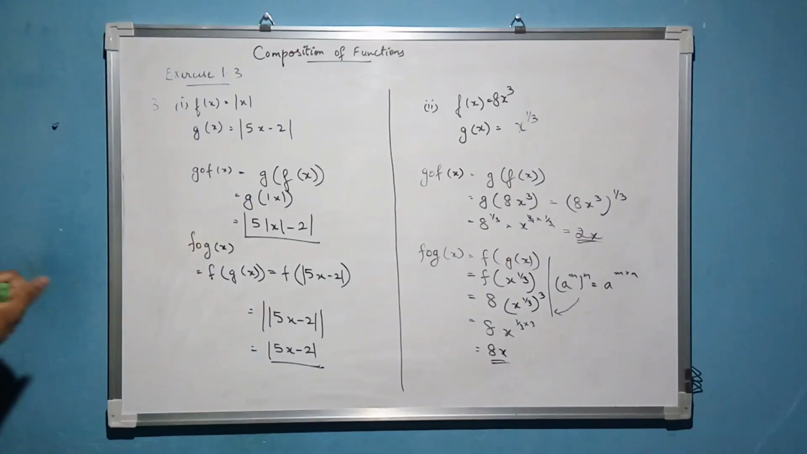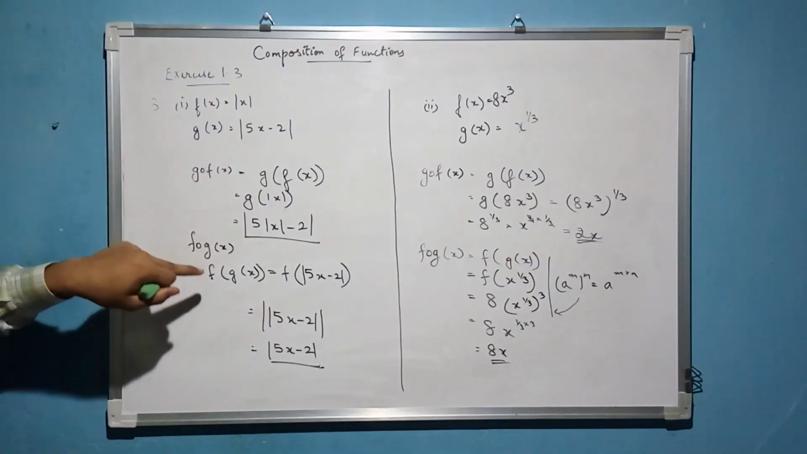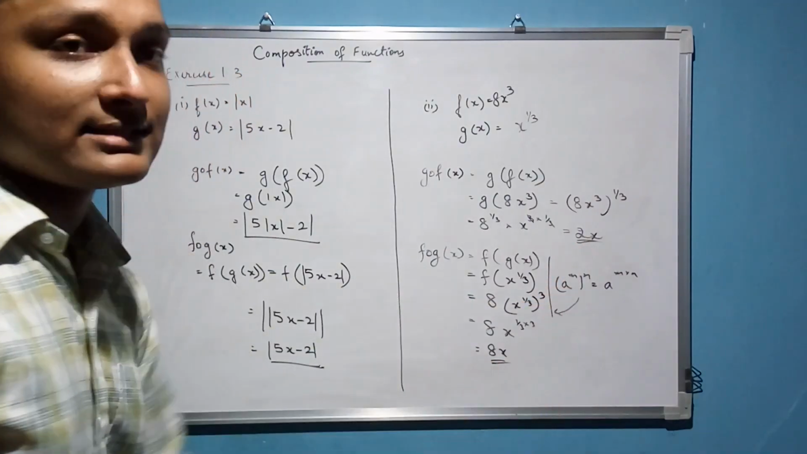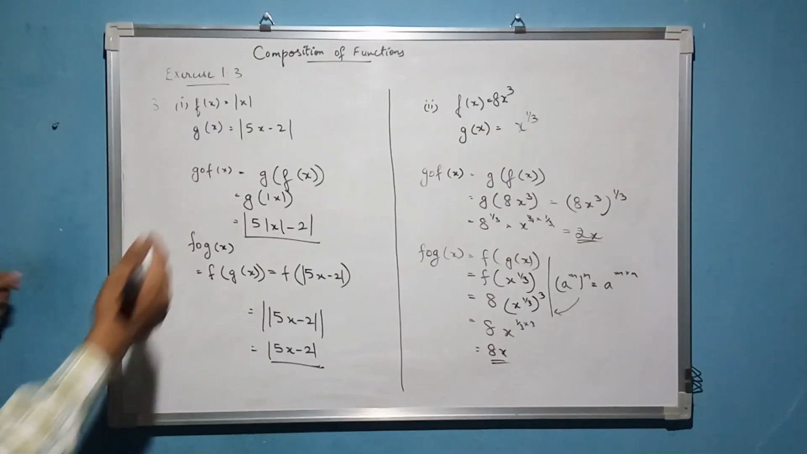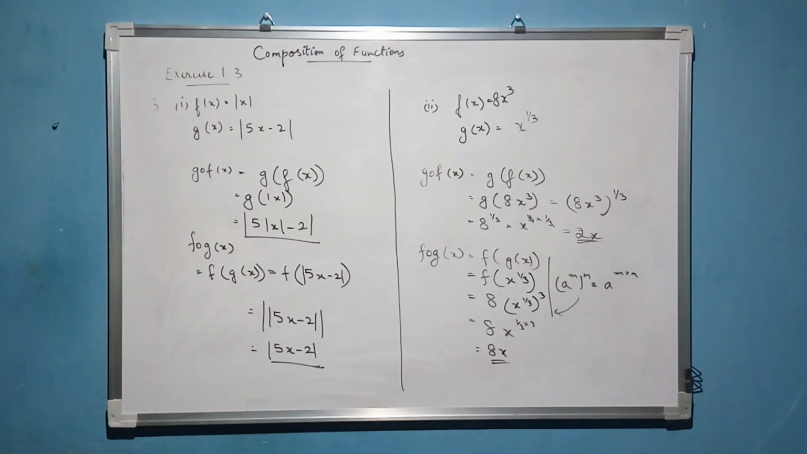So from this you can observe that g∘f of x and f∘g of x are not the same. Even here you can see, here it is 2x, here it is 8x. So you cannot conclude that both of them are the same, even though they look alike, g∘f and f∘g, right? Now we'll go to the fourth question.